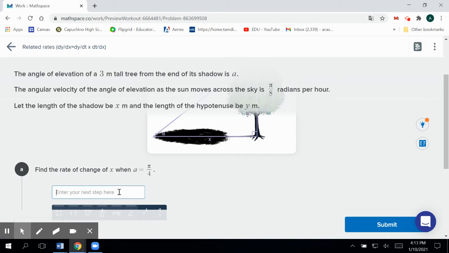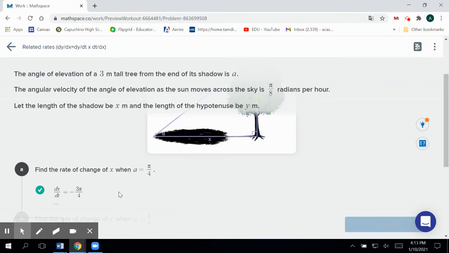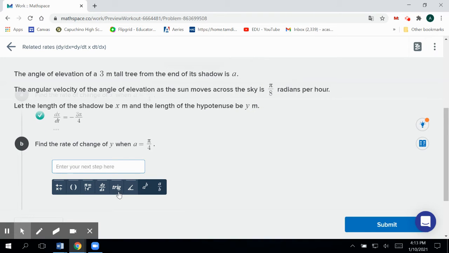All right, let's just see if it'll do it. Find the rate of change of x when A is pi over 2. So I'm doing dx dt is equal to, and I said I got -3 pi over 4. -3 pi over 4. Crossing my fingers. Bam! Yay! Okay, got it.